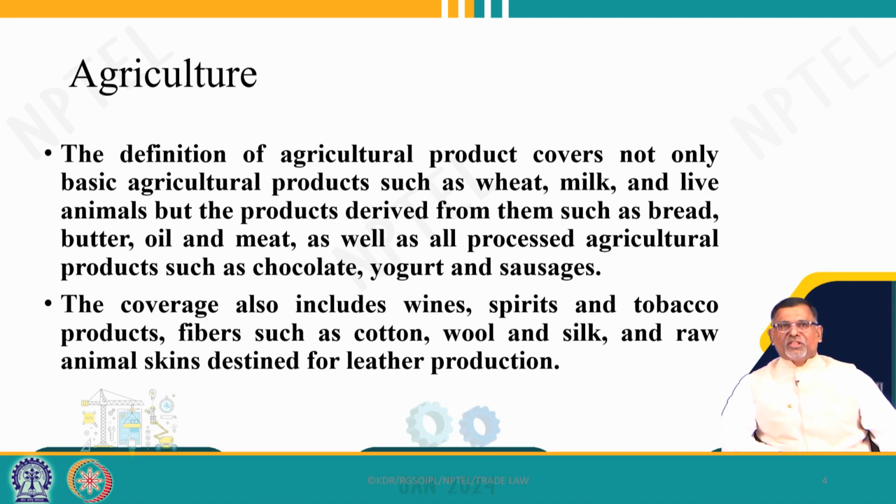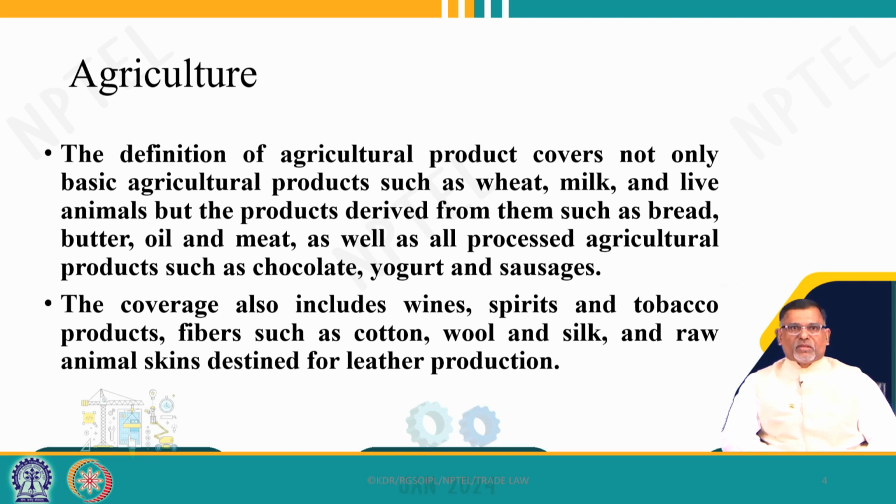It is not only covering the basic products. For example, our perception of an agriculture product is wheat, rice, milk, and other products, or oil, meat, egg, etc. And it also includes agriculture value added products like chocolate, yogurt, sausages, and we saw some figures which show that most of the food trade is in value added products. So, these value added products also come under the definition of agriculture.